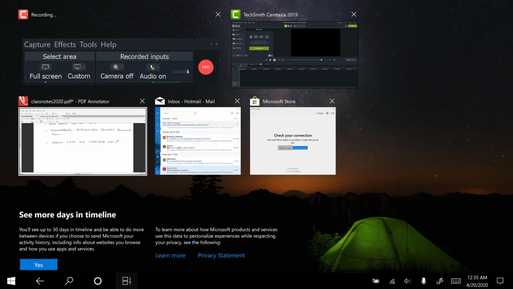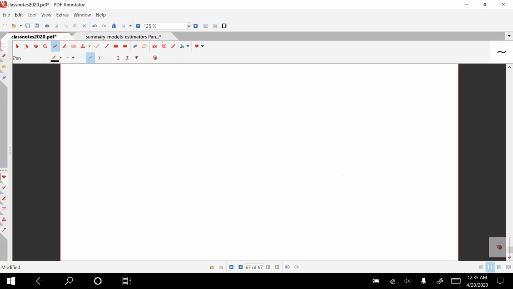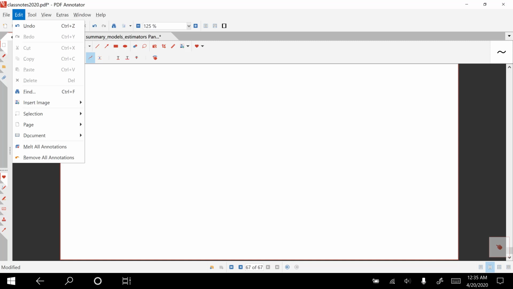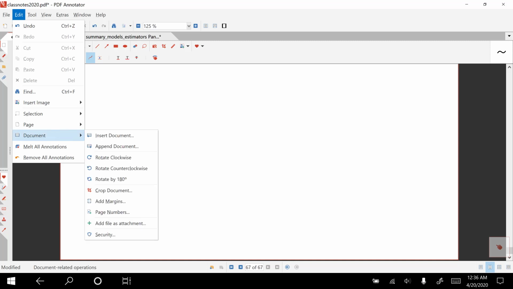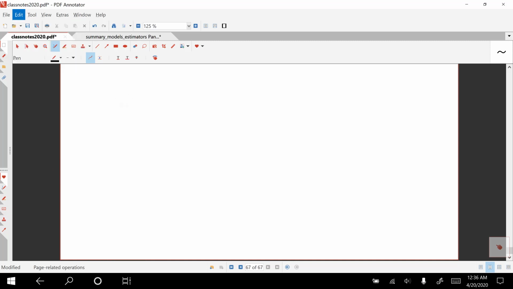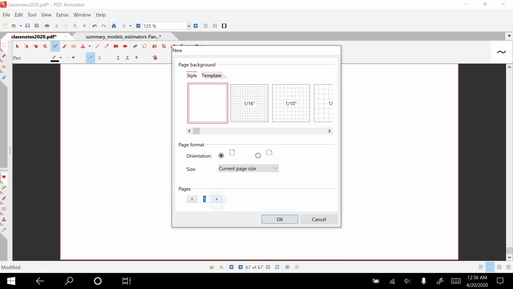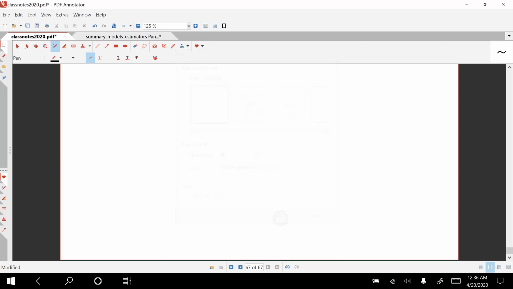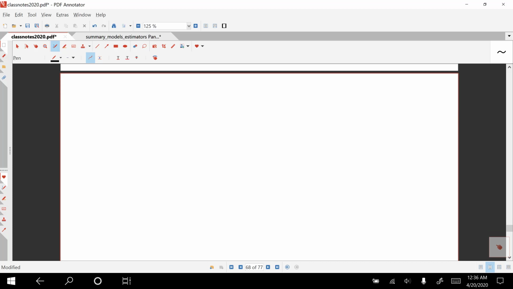So let's talk about estimators for the fixed effects model now. I'll add some pages. Let's talk about estimators for the fixed effects model.